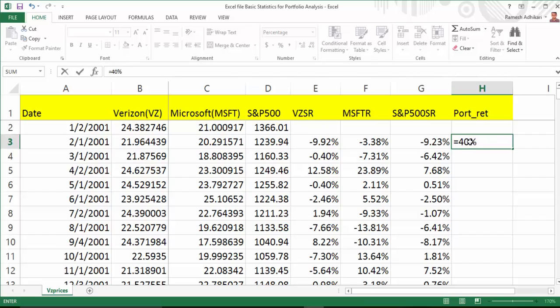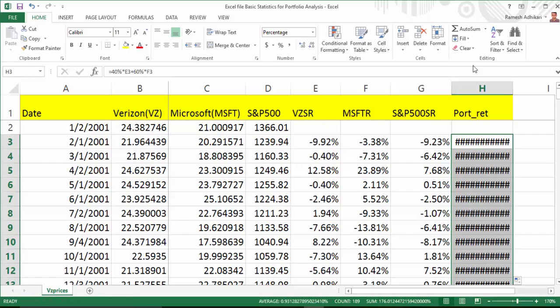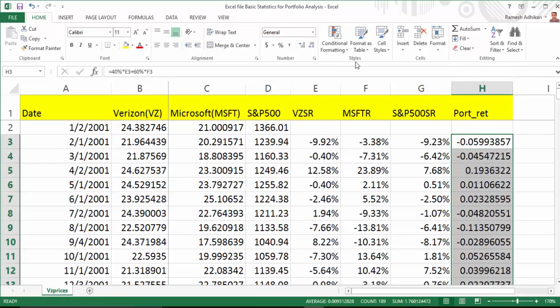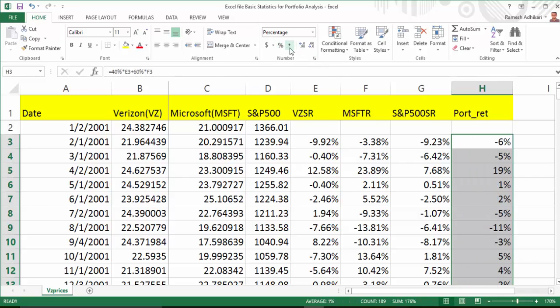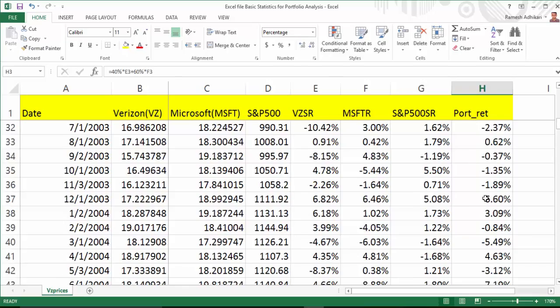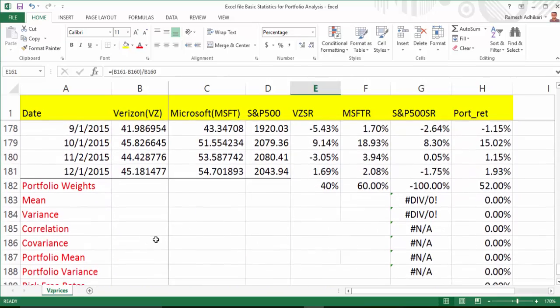40% is being invested in Verizon, so 40% times the Verizon return, plus 60% is being invested in Microsoft, so 60% times the Microsoft return. So this is how you calculate it. Maybe the formatting here: all I want to do is double click and we have that number here. I just want to change the format to decimal percent, and you have all the return series here. Once you calculate that return series, first, the mean.